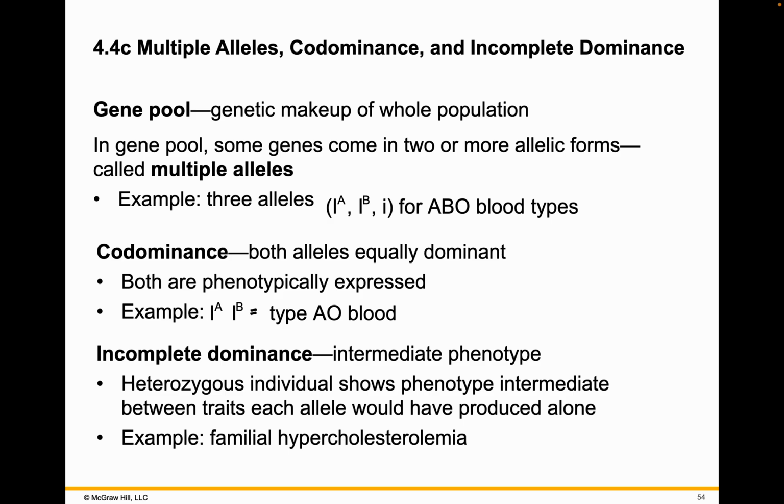In codominance, both alleles are equally dominant. Both are phenotypically expressed. For example, an individual with IA and IB will have blood type AB. This slide is wrong. It's not type AO, it's AB.